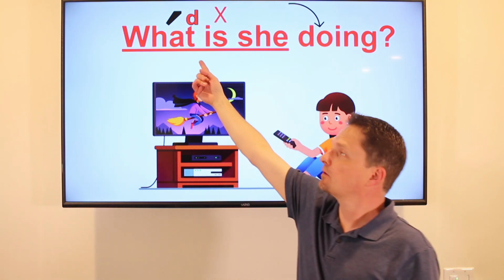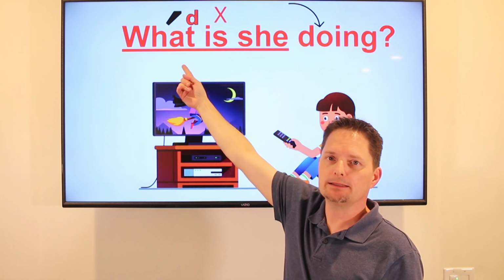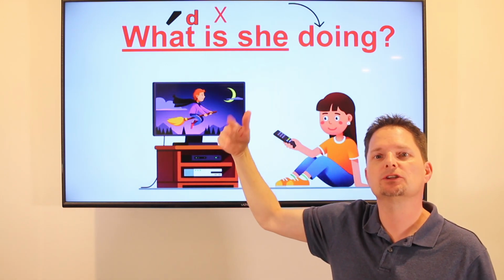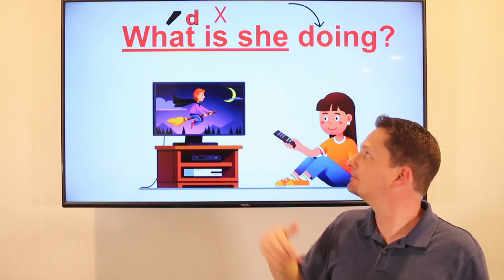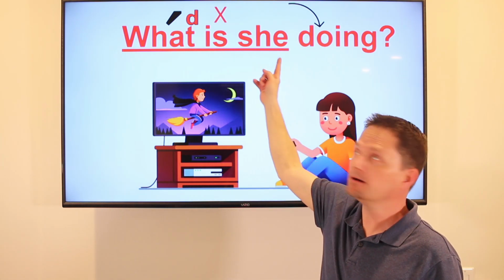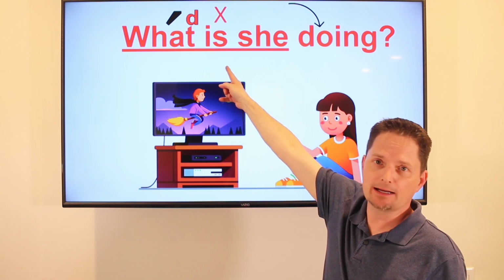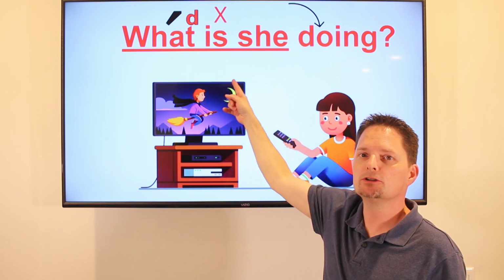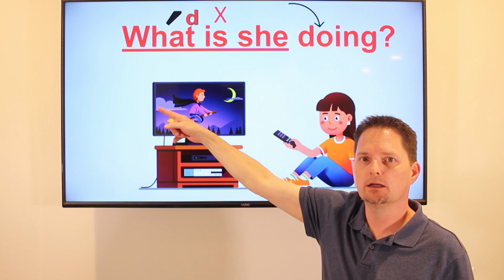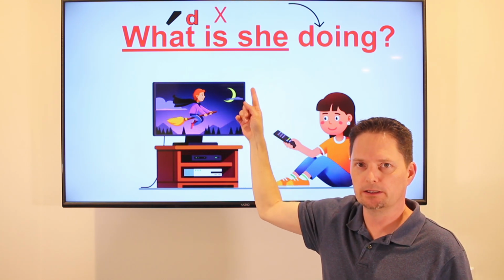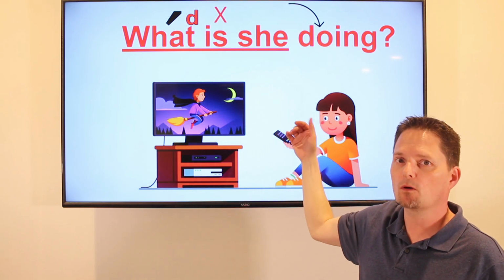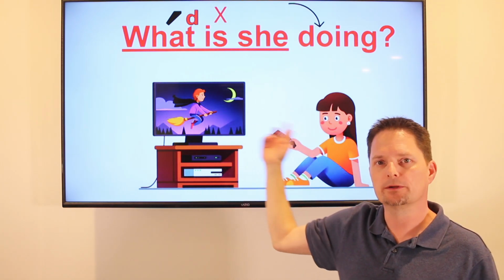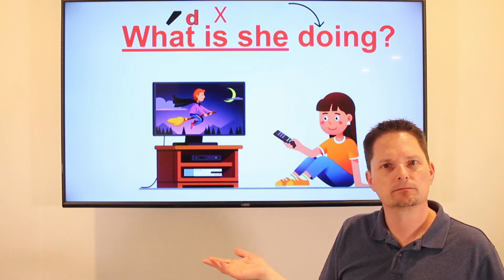Pronunciation. What is? The T is between two vowels, so it changes to a D. You hear the D. What is. Now, you link, is she? The S, you don't hear the S. Is she? What is she? What is she doing? You can say doing or doing. What is she doing?